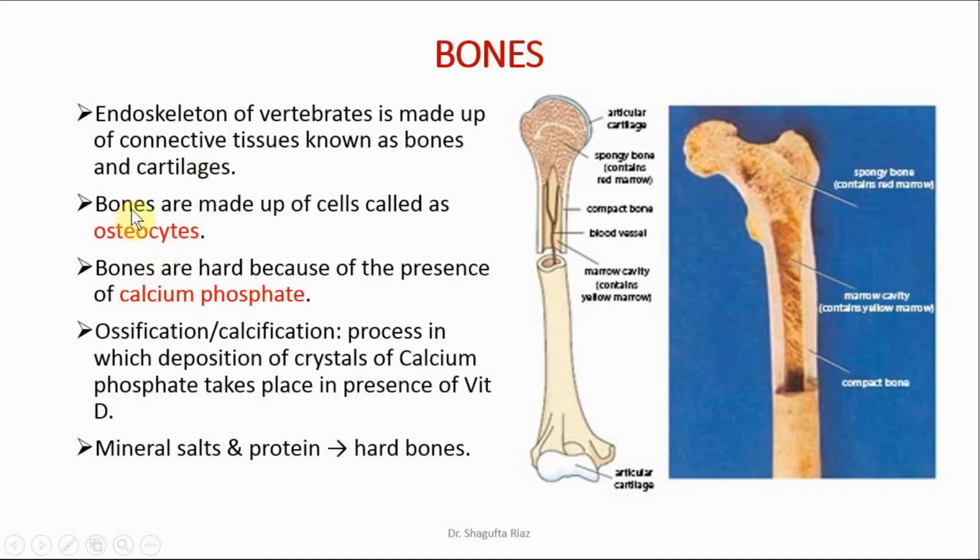Bones are basically made up of cells that are called as osteocytes, right? The bone cells are known as osteocytes. Why are our bones hard? You have noticed that our bones are very hard. This is because of the presence of calcium phosphate, and the process by which the crystals of calcium phosphate are deposited on the bone is known as ossification or calcification. This process takes place in presence of vitamin D.